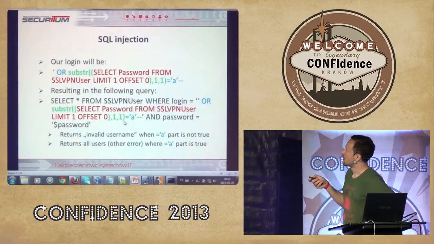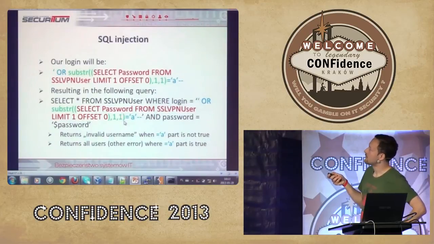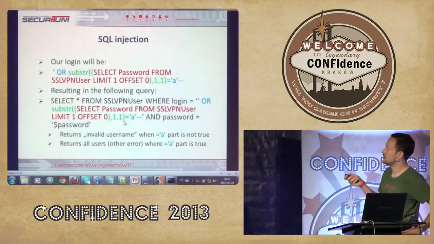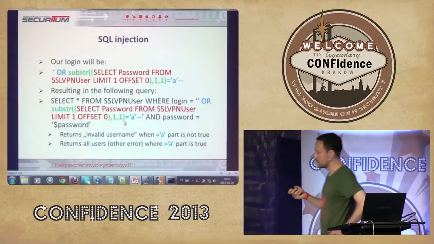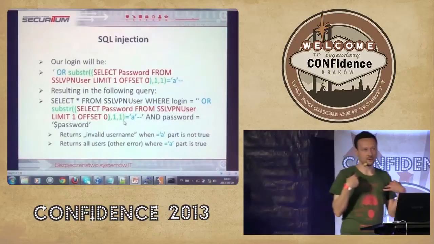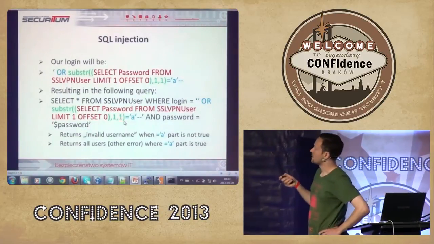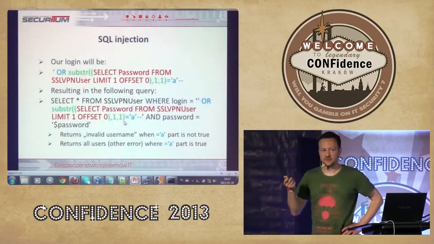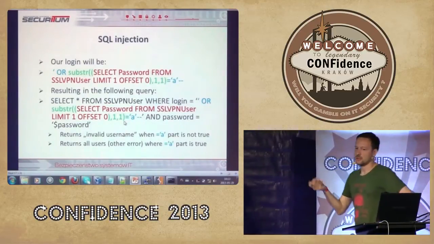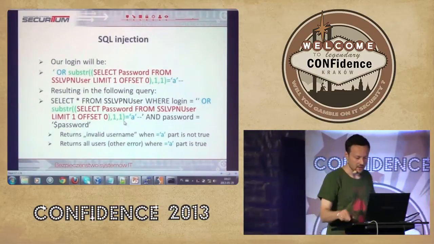So let's see. Get me everything from SSL VPN users where login is empty, it's probably always false, or we are checking if the first letter of the first password is equal to A. If it's equal to A, this logical statement is true, and we are getting this other error message, so this SSL VPN group and so on. And if it's false, so if the first letter of the first password isn't A, we are getting just invalid username or password. Okay? So let's try it in practice.